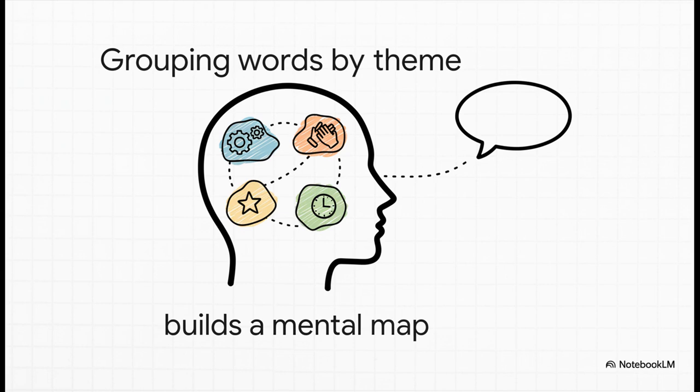So what's the most important thing to take away from all this? It's not just the 20 words themselves, but how we learned them. See, learning vocabulary isn't about memorizing a long random list. It's about building a mental map. When you group words by theme, like we did today, you create connections that help you pull out the perfect word right when you need it.